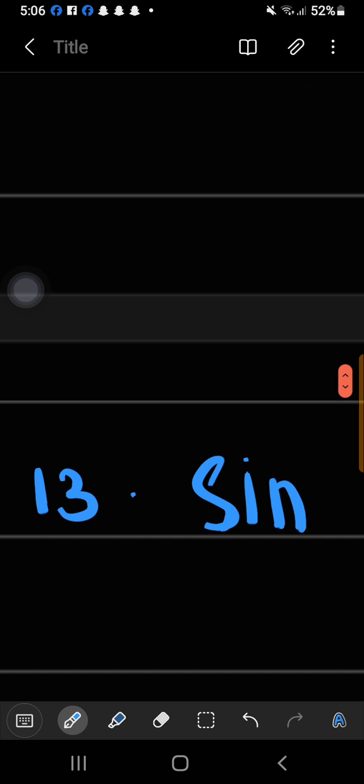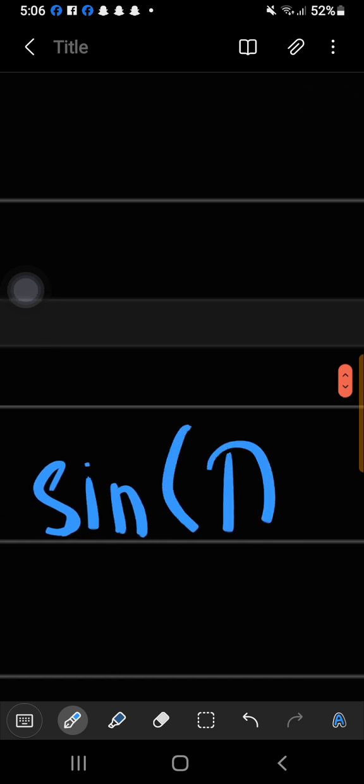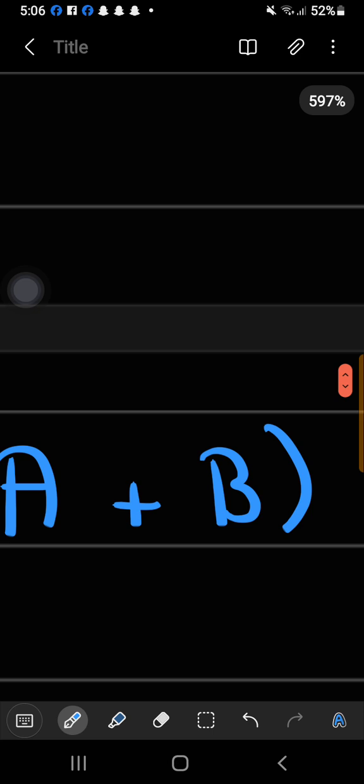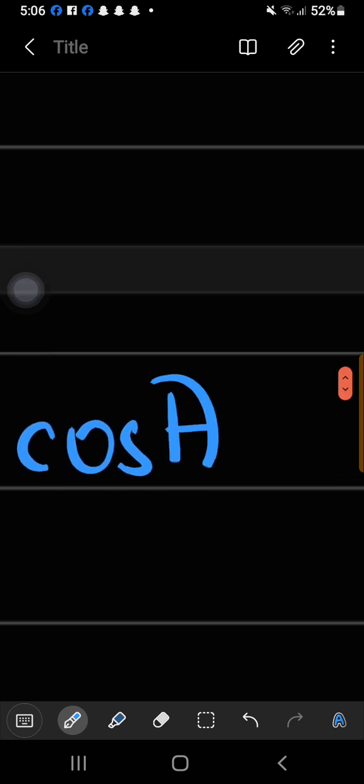Sine a plus b is equal to sine a cos b plus cos a sin b.